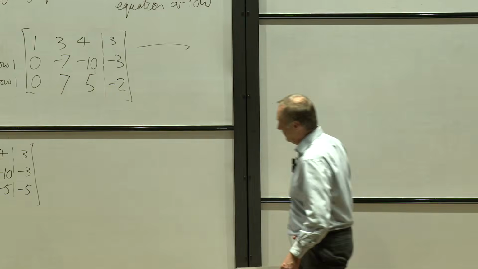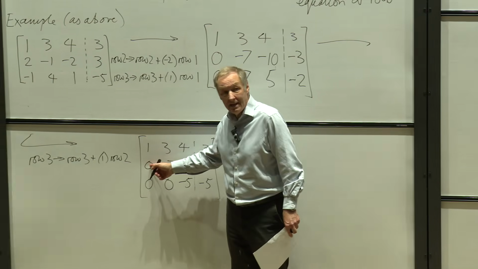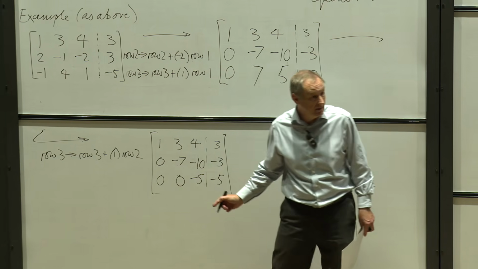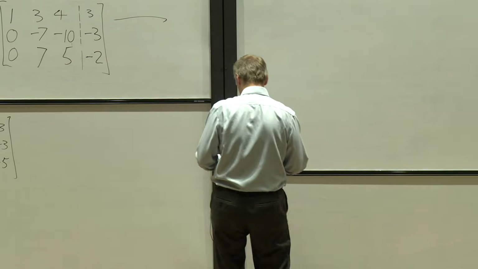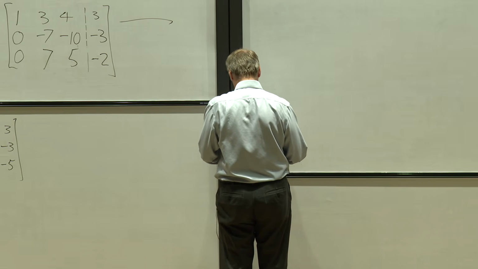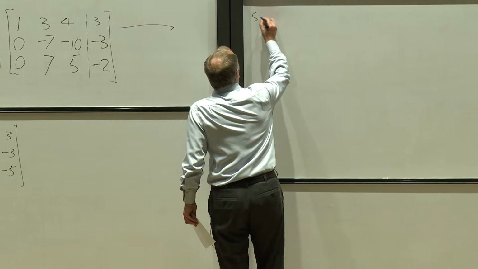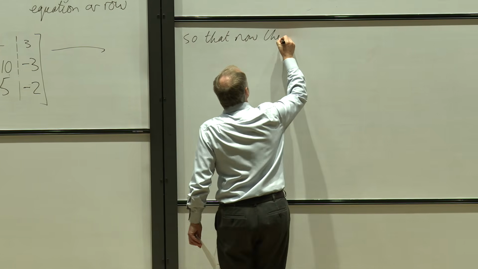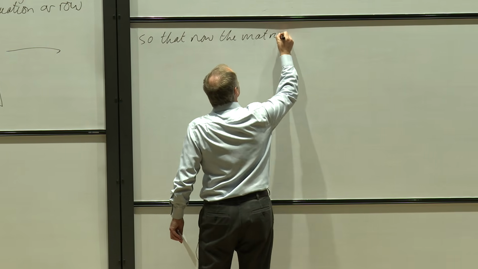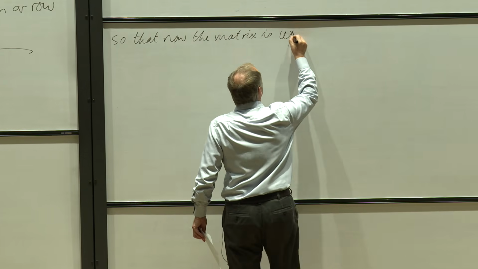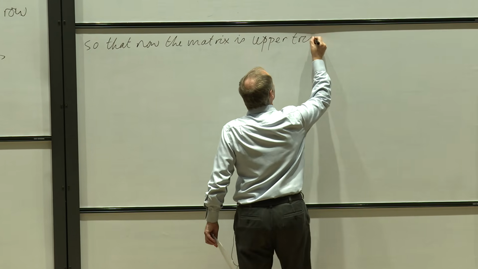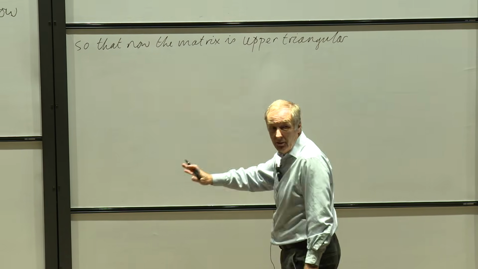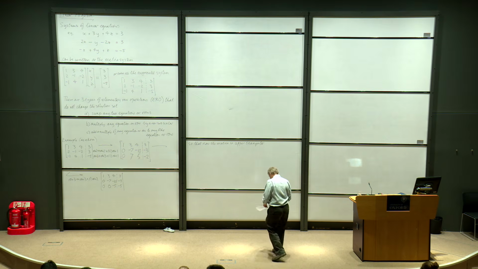All right, so what have we achieved? We've achieved that x doesn't appear in this equation, and x nor y appear in this equation. All right, so what we achieved is that now the matrix is upper triangular, by which I mean it has zeros below its diagonal. Right? Okay.